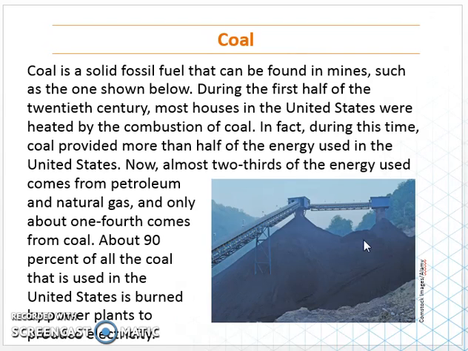In fact, during this time, coal provided more than half of the energy used in the United States. Now, almost 2/3 of the energy used comes from petroleum and natural gas, and only about 1/4 comes from coal. About 90% of all coal that is used in the United States is burned by power plants to produce electricity.